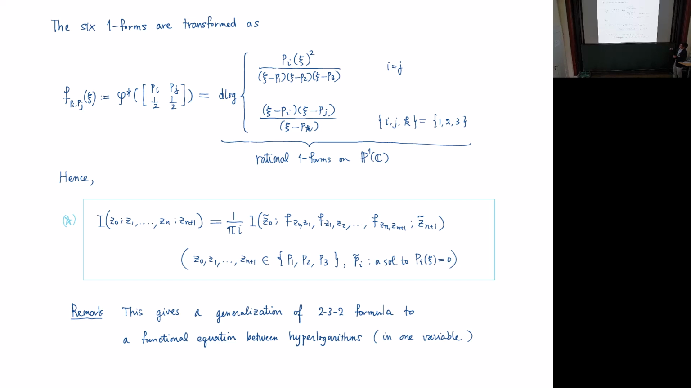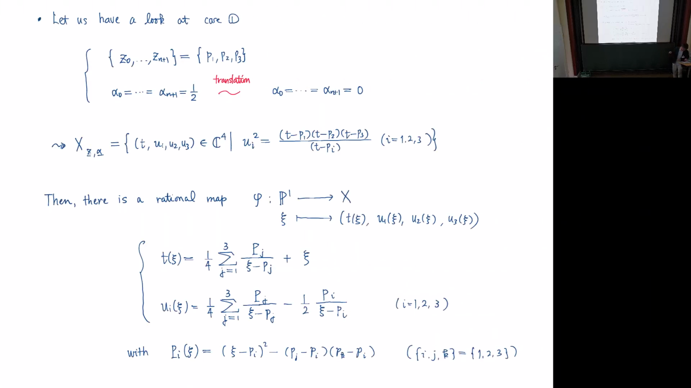When i equals j, so when we consider the form with p_i, p_i, then you have something a little bit complicated: some quadratic polynomial squared divided by the three linear factors. But when p_i and p_j are different, you have only linear factors, 2 divided by 1. They're all rational one-forms on P1, and you get exactly the same type of equality from this case, because we specialized 1/2 and 1/2, and the denominator is only p_i. This gives a generalization of the formula, and if you consider the case when P2 and P3 are, for example, equal, then it just reduces down to the previous case.